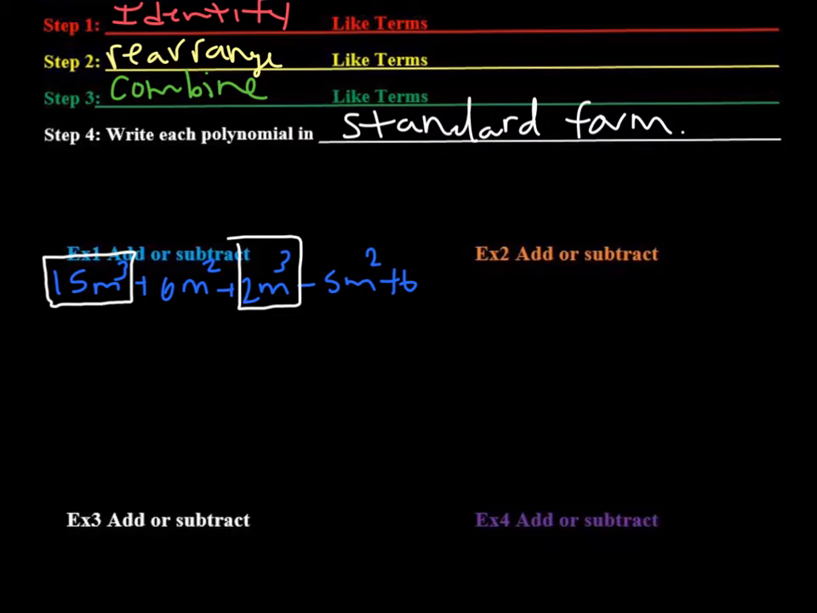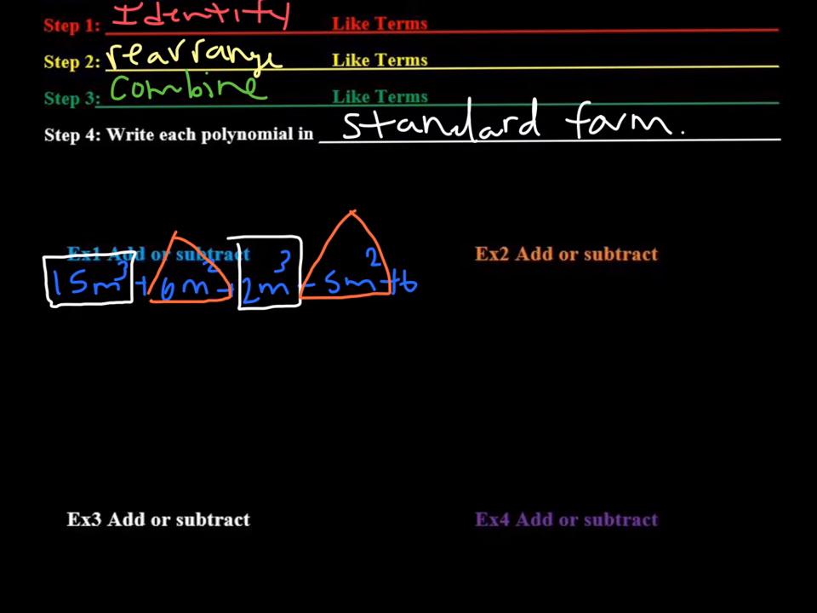So 6m to the second power, I'm going to put a triangle around this one. And then keep on going and see if I find another m squared. Oh, here's another one. Let me put a triangle around this one as well. And then lastly, this one is alone, so we can leave it alone.